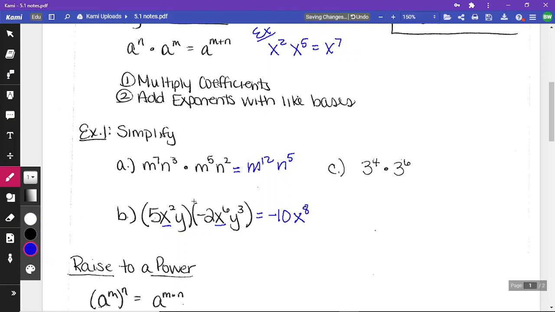Okay, and then we look at y. Well, this one is to the first power. Don't forget, it's like there's a 1 there. You don't have to write it down, but it's there. And the other y has a power of 3, so that's y to the 1 plus 3, which is 4.